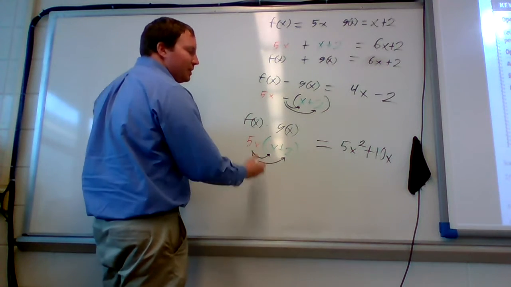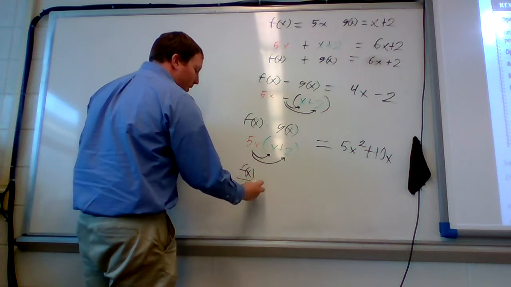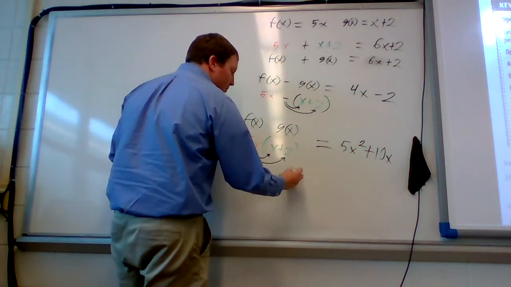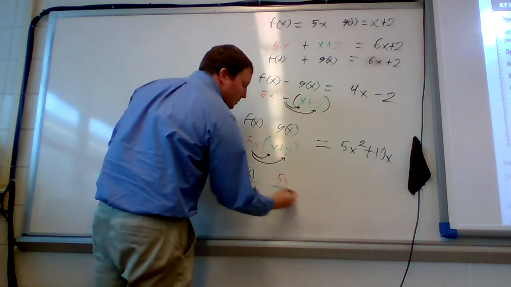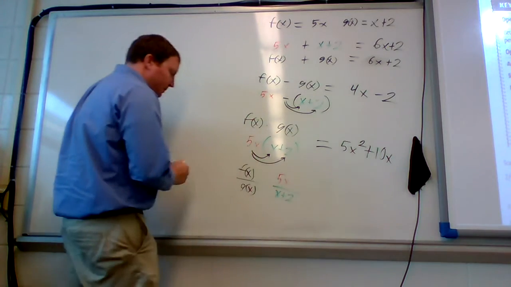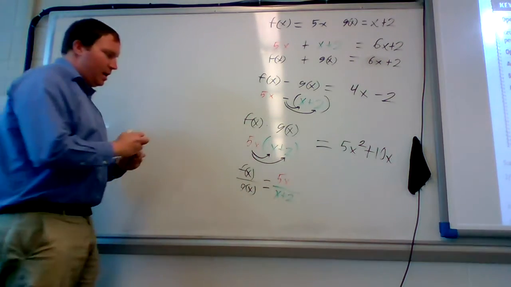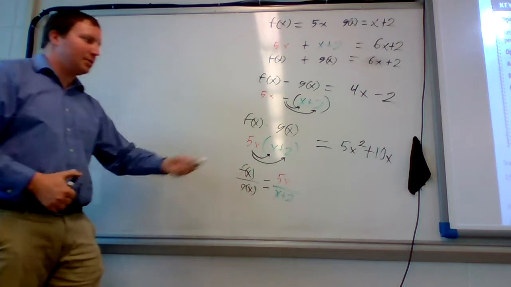And our last one is division. We've got f of x divided by g of x. So again, f of x is 5x. And we are dividing it by g of x. g of x is x plus 2. And with 5x and x plus 2, there's nothing we can do to actually simplify that, so that's just our answer right there.